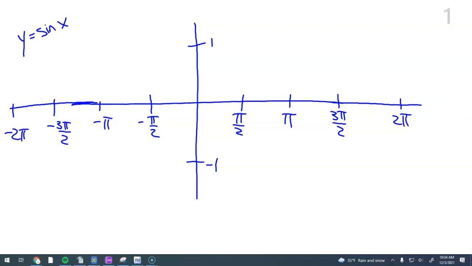So if I'm just graphing sine of x, what's the sine of 0? What's the y value at 0? Pi over 2 is 1, that's 90 degrees. Sine of pi, so now we're over here, 0. Sine of 3 pi over 2, so now we're straight down, so -1. So then I can connect these and make a sine graph.